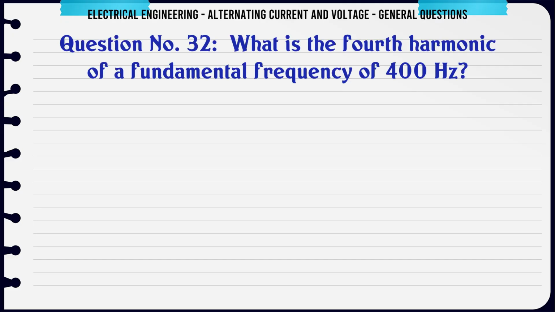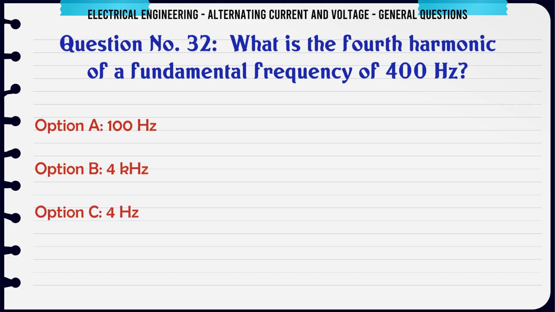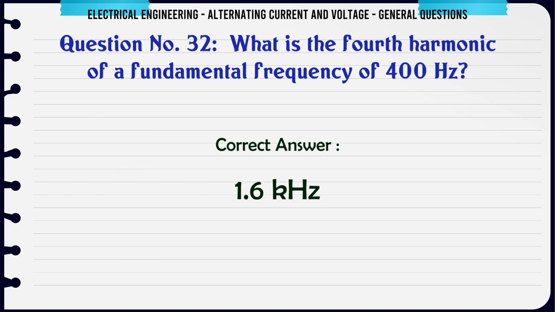What is the fourth harmonic of a fundamental frequency of 400 Hz? A, 100 Hz; B, 4 kHz; C, 4 Hz; D, 1.6 kHz. The correct answer is 1.6 kHz.